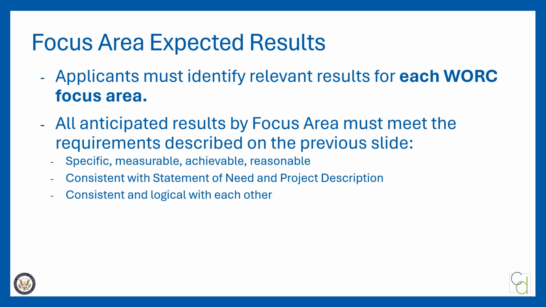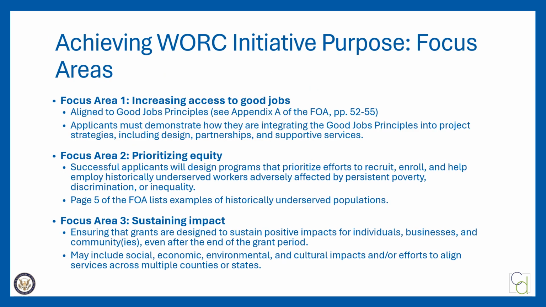Applicants are expected to identify anticipated results for each of the 3 WORC focus areas. Don't forget that any results listed must meet the requirements we discussed on the previous slide, page 22 of the FOA, including specific, measurable, achievable, and reasonable, consistent with the statement of need and project description, and consistent and logical with each other. So in this section, the FOA requires applicants to demonstrate how they will help achieve the WORC initiative purpose, which is divided into 3 focus areas.